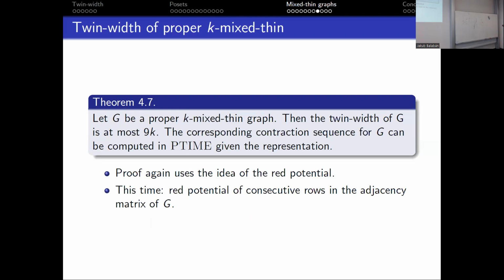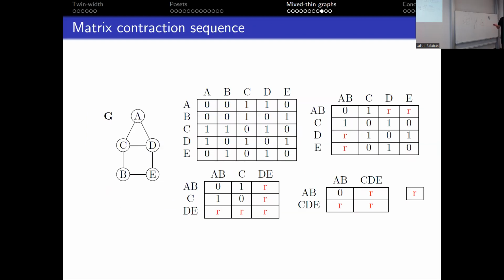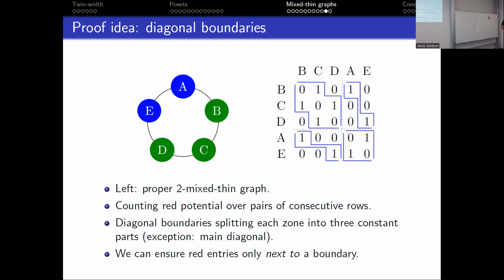The proof that it has bounded twin width again uses an idea similar to the red potential, but previously it was red potential between pairs of consecutive vertices in chains in the Hasse diagram of the poset, and now it's consecutive rows in the adjacency matrix. This is just how twin width works. If we view it in matrices, we just contract those rows and columns. We must contract corresponding rows and columns at the same time, so A and B are merged together. Instead of a red edge, I put this R entry in the matrix. But the definition of twin width is the same. It's again the maximum red degree over all rows and columns. So this is how the idea goes.